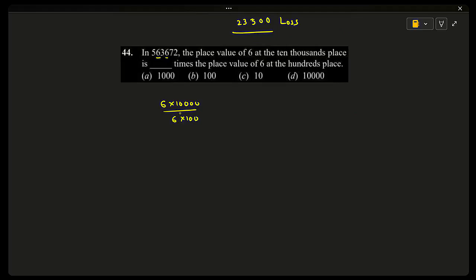If you do division, you will get the number of times it is greater. The 6 automatically gets cancelled because for the same digit they are asking. Two zeros cancel. So it will be 100 times the place value of 6 at the hundreds place. That is option B. Simply we can say 10,000 is 100 times 100. So option B.